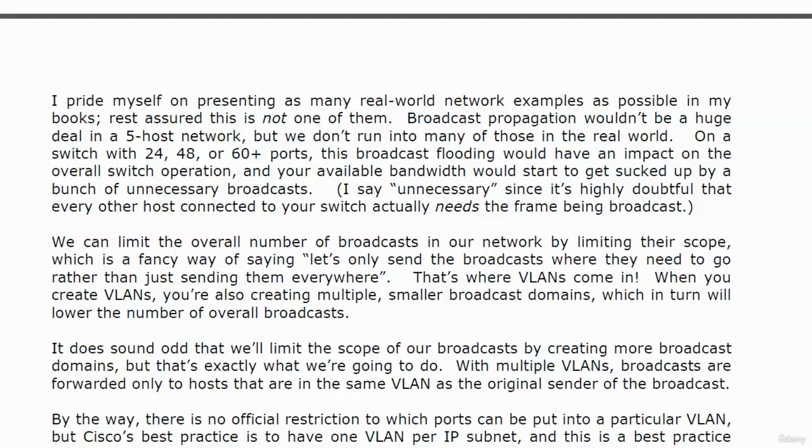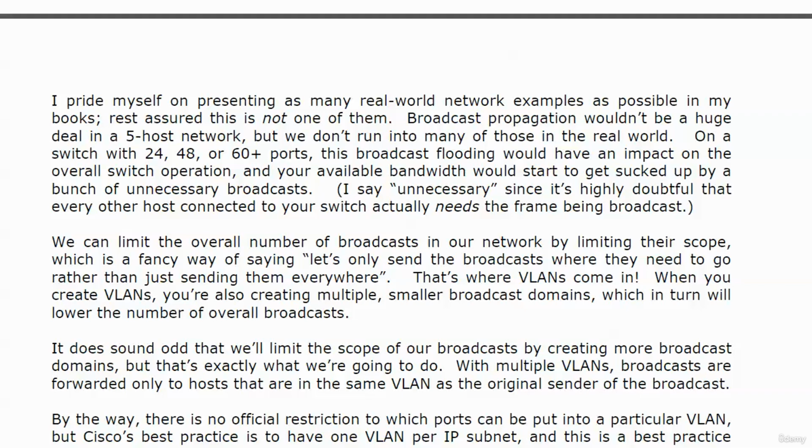Now, I pride myself on presenting as many real-world network examples as I can in my books, courses, videos, practice exams. Rest assured that this is not one of them. Broadcast propagation would not be a huge deal in a 5-host network. But of course, how many 5-host networks do we really run into in today's world? If you've got a switch with even 12 ports, it could be an issue, but then 24 ports, 48 ports, over 60, 96 port switches, that broadcast flooding will start to have an impact on your overall switch operation.